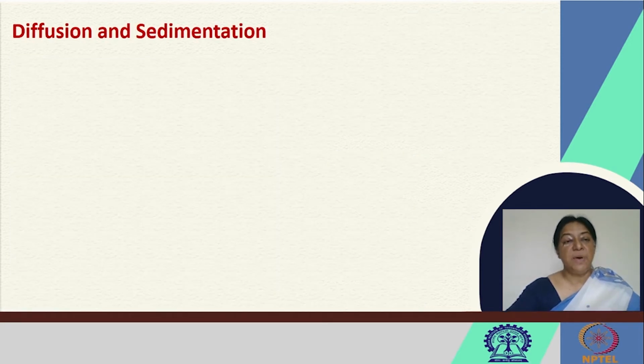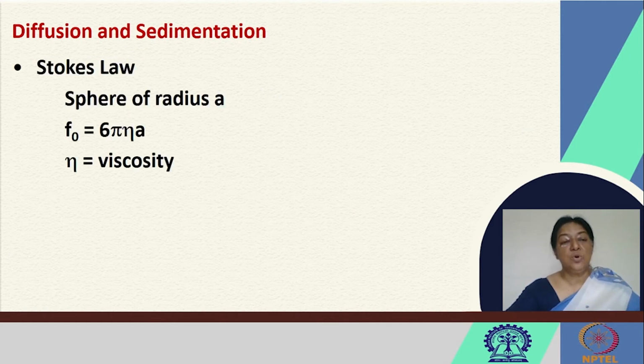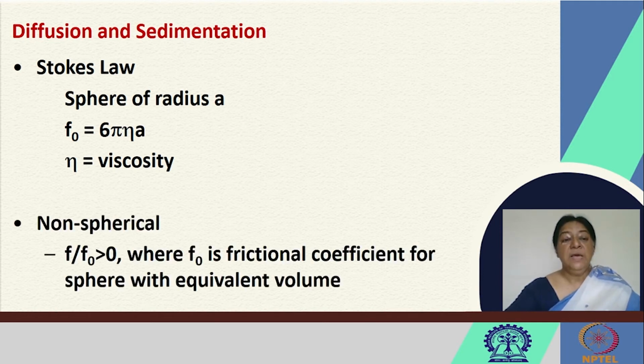This is also given by our diffusion and sedimentation process, where if we look at Stokes' law, where we're looking at the viscous force that is acting on the liquid, we have F0 is equal to 6 pi eta A, where eta is the viscosity and A is the radius, considering that the molecule is a sphere. However, we can have non-spherical molecules as well. In this case, we will have a frictional coefficient F by F0 greater than 1, where F0 is the frictional coefficient for a sphere with equivalent volume.